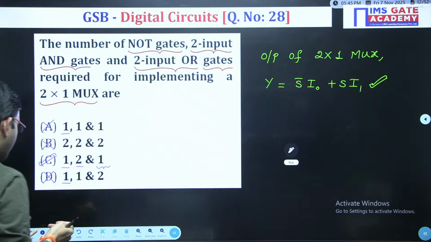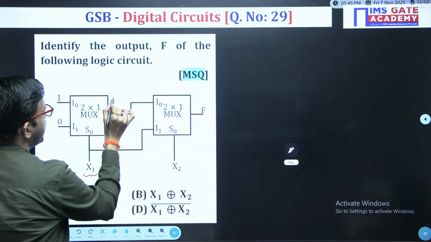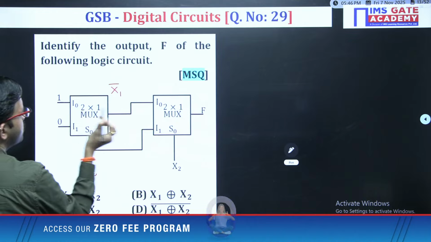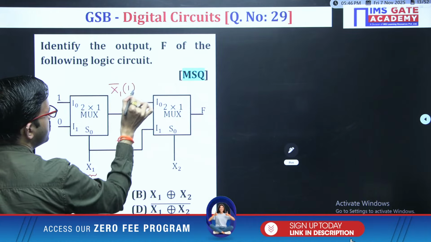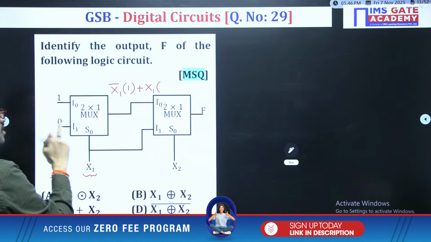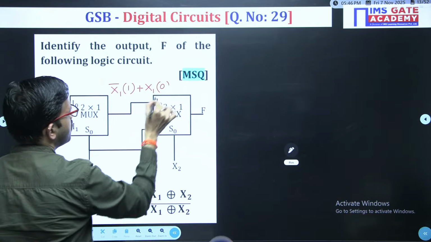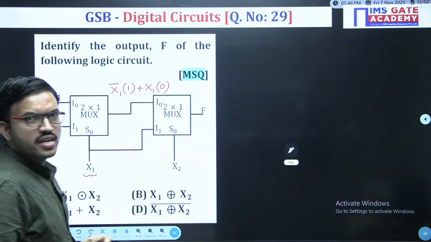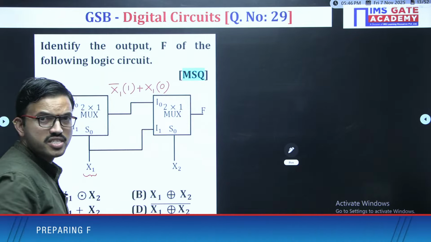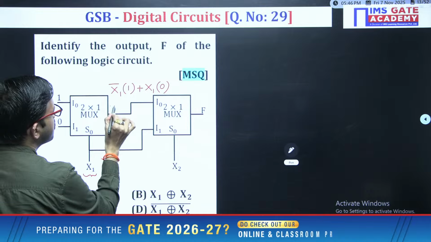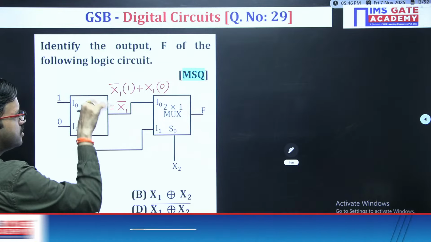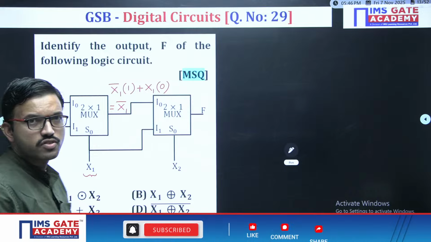Accordingly, what you are getting is X1 bar into I naught. I naught is 1, plus X1 into I1. I1 in this case is 0. So 0 and anything is 0, and when you are adding 0 to something, the resultant answer will remain the same. So finally, you are getting X1 bar. That means the output of the first 2 by 1 mux is simply X1 bar.